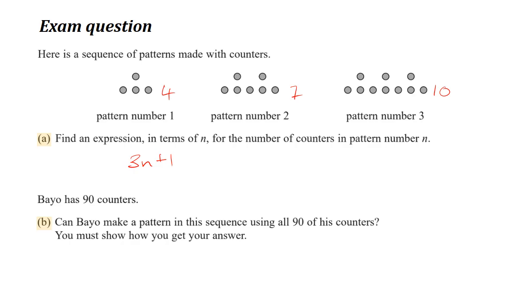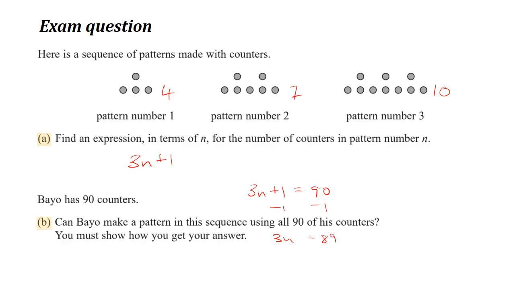Part B. Can Bayo make a pattern in the sequence using all 90 of his counters? So we're working out, is 90 in this sequence 3n plus 1? If it is, we'll be able to solve this equation. We'll get an integer value, and that'll tell us what pattern number it is. Now, if we try to solve this equation by subtracting 1 from both sides, we'll get 3n equals 89.